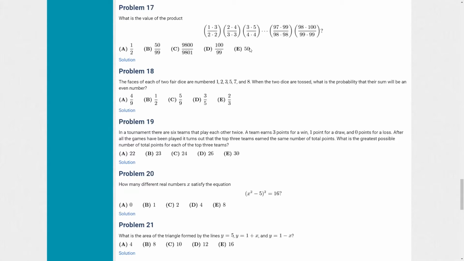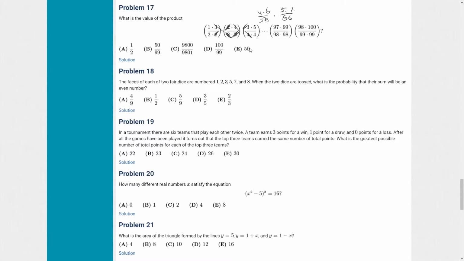Let's take a look. First fraction, 1 times 3 over 2 times 2. Second fraction, 2 times 4 over 3 times 3. Third fraction is 3 times 5 over 4 times 4. So we can expect the next fraction to be 4 times 6 over 5 times 5, and the one after that to be 5 times 7 over 6 times 6. So hopefully you can see the pattern here.